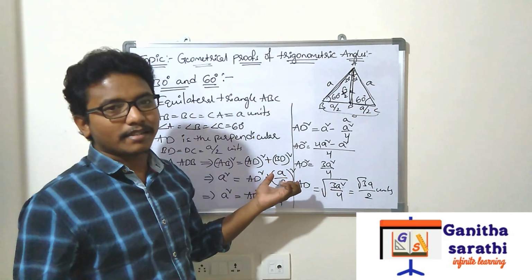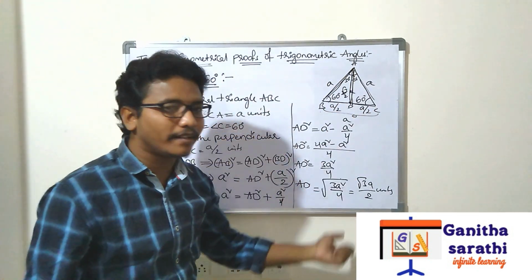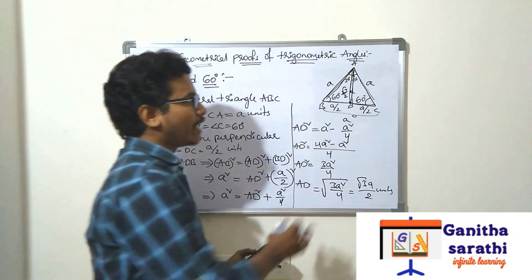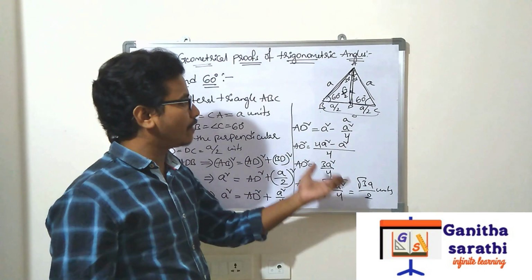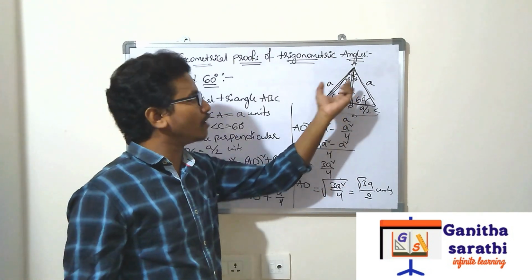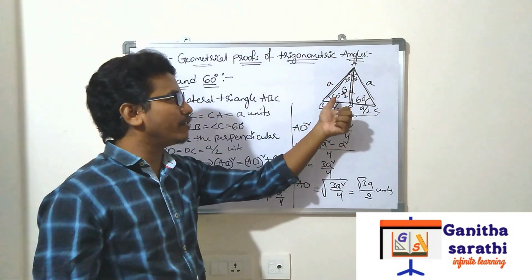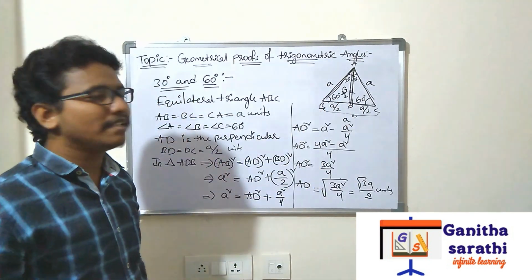Now it is possible for us to find out any of the trigonometric ratios, right? This is a right angle triangle. For finding trigonometric ratios, we will use only right angle triangle. We got right angle triangle, we got the values, we got 30 degrees and also we got 60 degrees. Now you can easily find out.